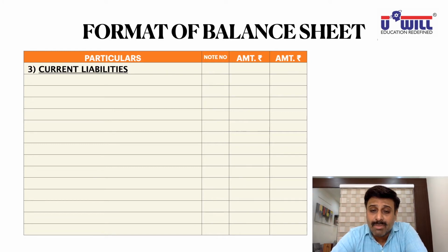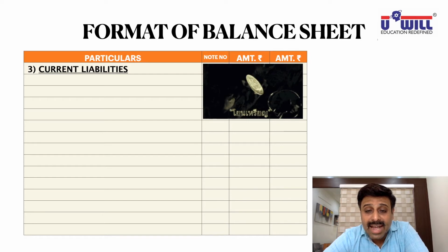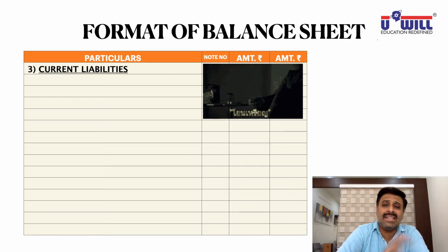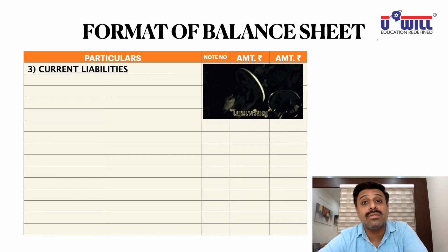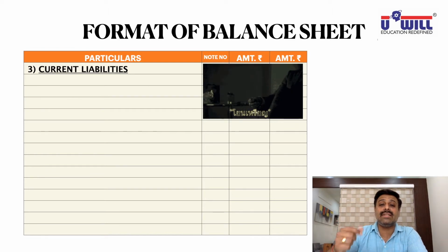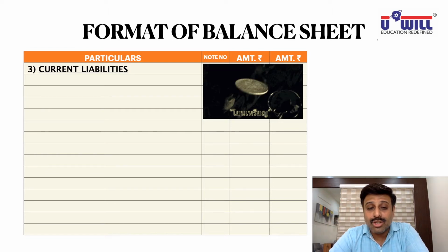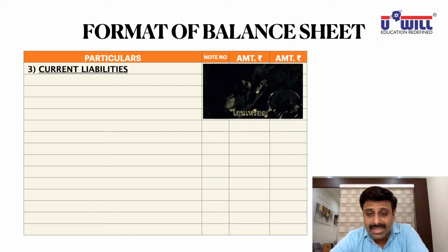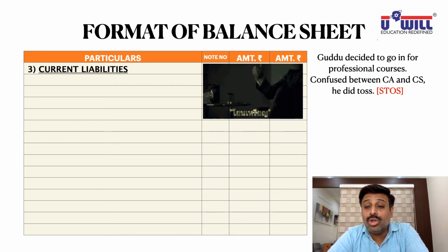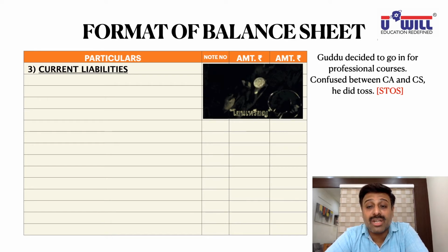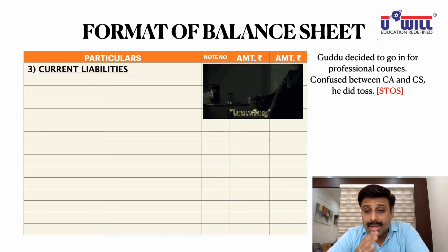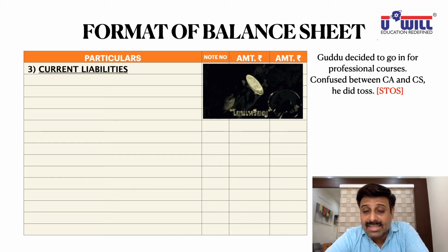So he said very simple. Okay, as such, you know Guddu, of which caliber he is. So he decided with the help of a toss. He said, I can do any of the courses, I'll make a toss. Heads comes CA, tails comes CS. Head comes, I'll select CA, tails come, I'll select CS. So write down the next part of the story against current liabilities. Guddu decided to go in for professional courses. Confused between CA and CS, he did toss.